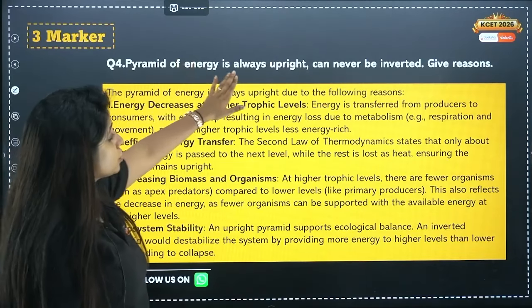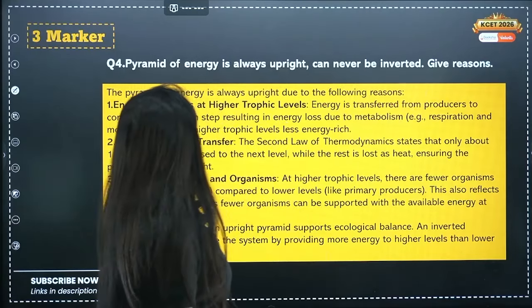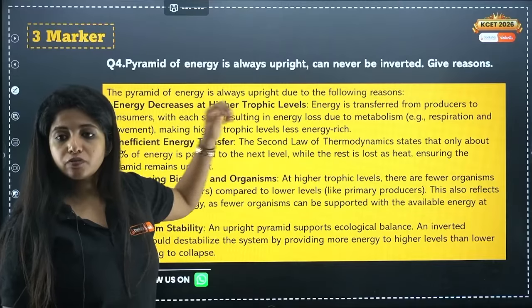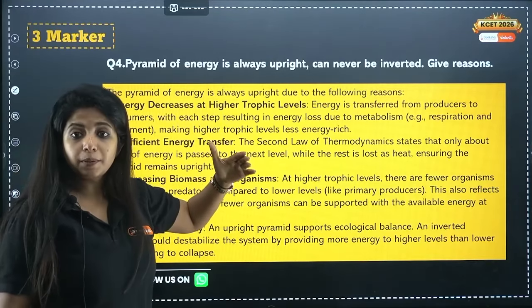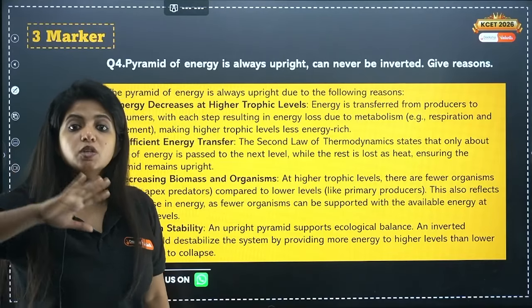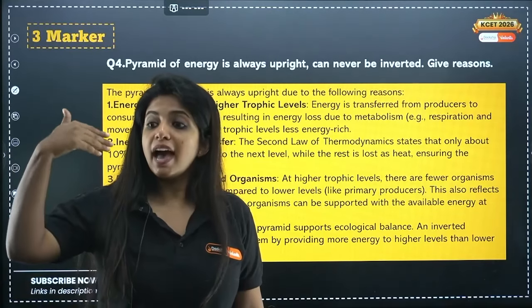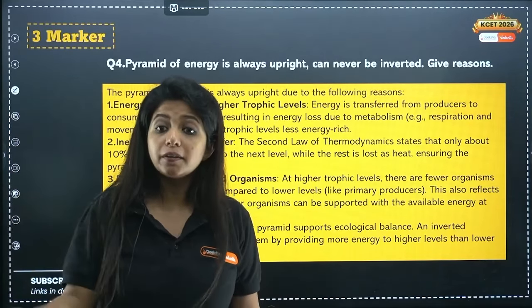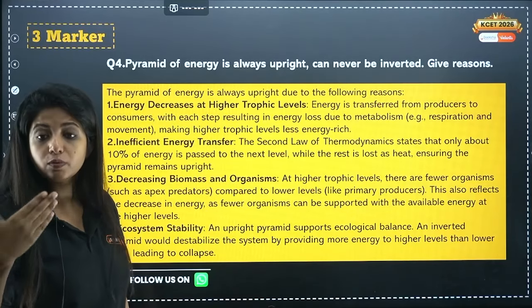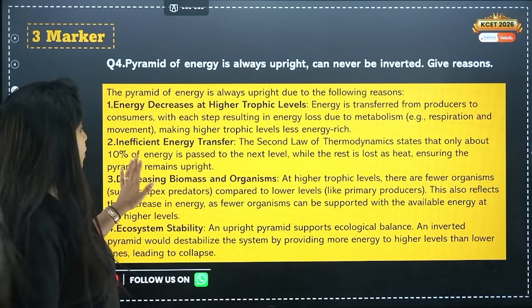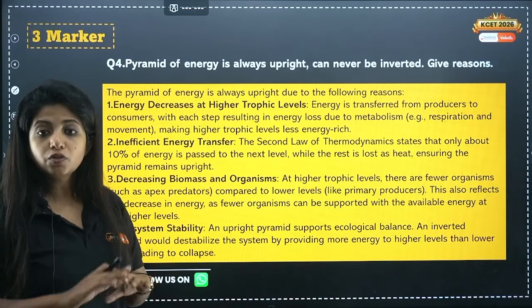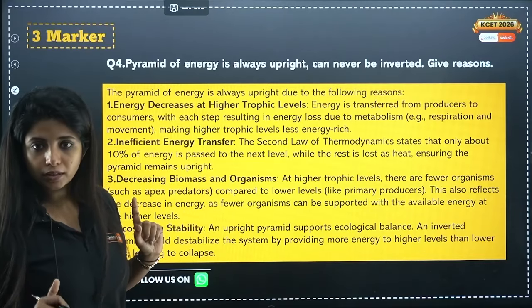Next, pyramid of energy is always upright, can never be inverted. Give reasons. Why? Energy decreases at higher trophic levels, my dear children. Energy is transferred from producers to consumers with each step resulting in what? Energy loss. The organism is using it, spending away the energy for its own use, and while transfer it is not 100% efficient as well. You get it? So obviously energy decreases at higher trophic levels, which is why it is always upright. Now inefficient energy transfer. The second law of thermodynamics says when energy transfer occurs, it is not going to be 100% efficient. That is another thing.